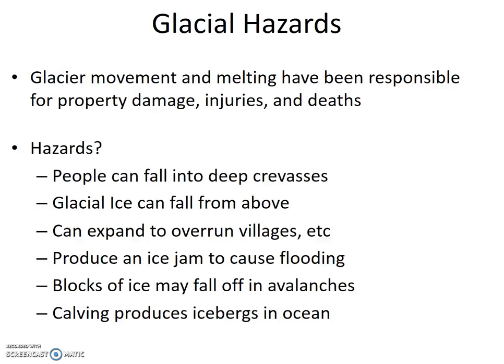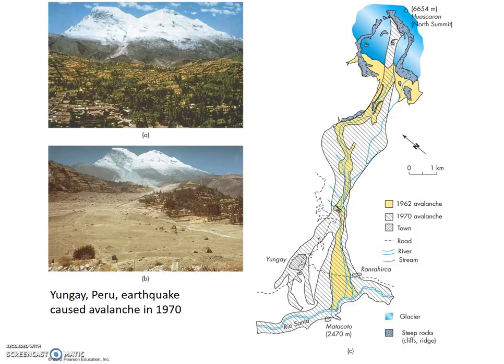People can fall into deep crevasses. Glacial ice can fall from above, can expand to overrun villages, etc. Glaciers can produce an ice jam to cause flooding. Blocks of ice may fall off in avalanches. Calving produces icebergs in the ocean. When glaciers are on top of an active volcano, the volcano can melt massive amounts of the glacier, which then saturates the large amounts of soil and volcanic debris that can flow down the mountain, creating a lahar, which is a fancy name for mass movement of volcanic debris.